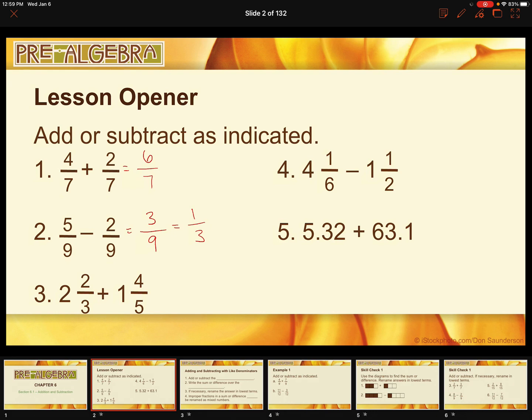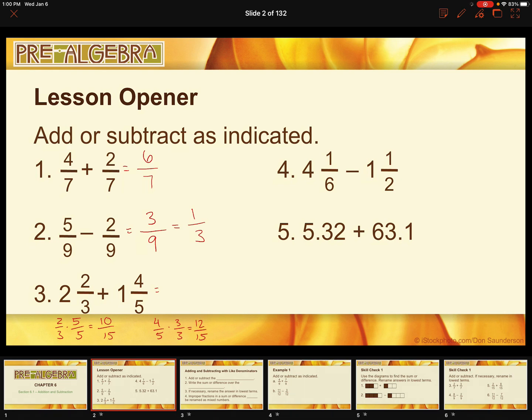In number 3, I see I have mixed numbers. So first, let's deal with the fraction portion. I notice that I have a 3 and a 5, not common denominators. I know the common denominator between 3 and 5 is going to be the least common multiple, which is 15. So I'll take 2/3 and multiply it by 5/5 to get 10/15. And I'll take 4/5 and multiply it by 3/3 to get 12/15.